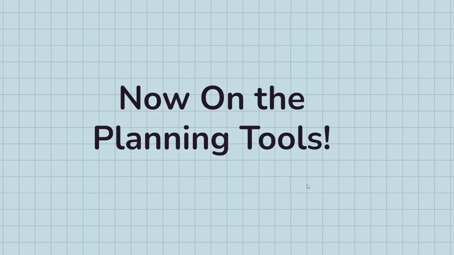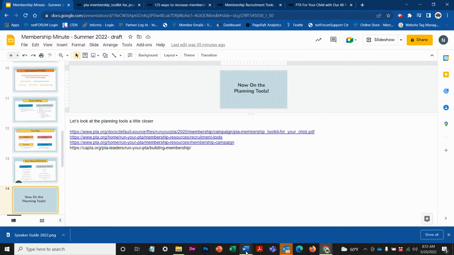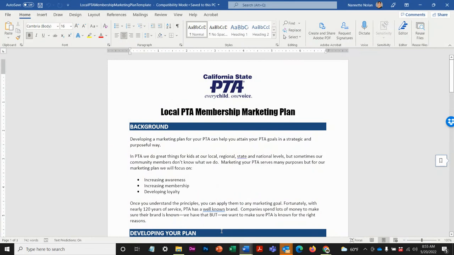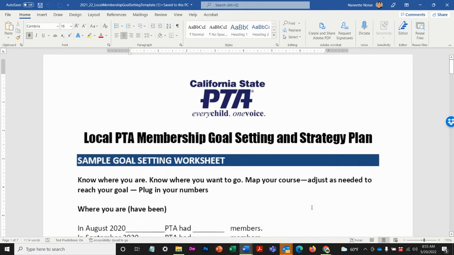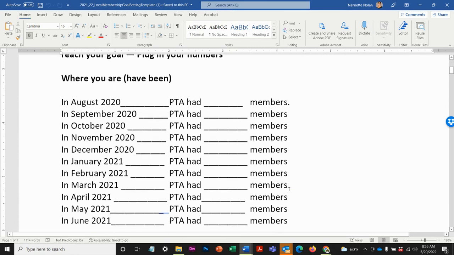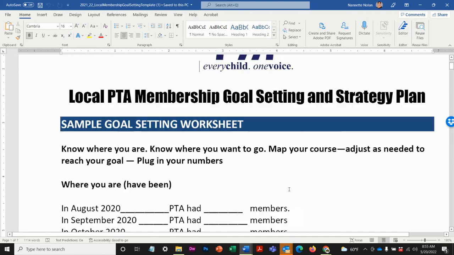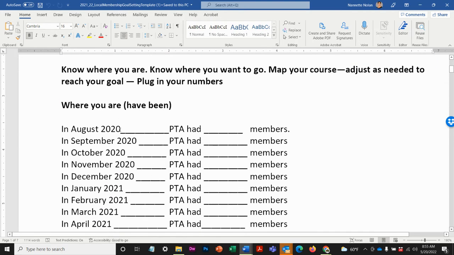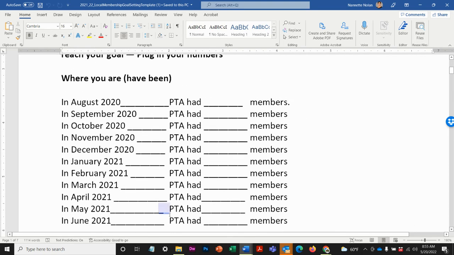So now we're going to get on to the planning tools. There are two templates I will share. One is the California State PTA's membership goal setting and strategy plan. This is kind of helpful. It references 2020, but obviously drop in your dates. It tells you what your past year's membership looked like, and then you can build from there.